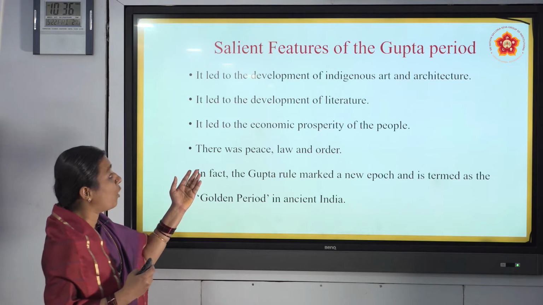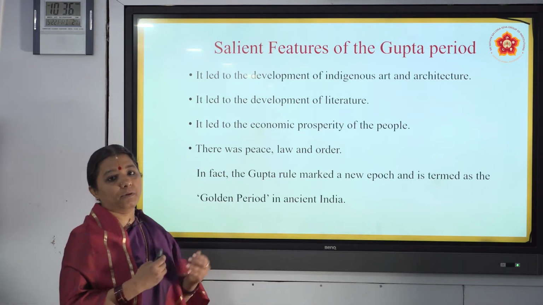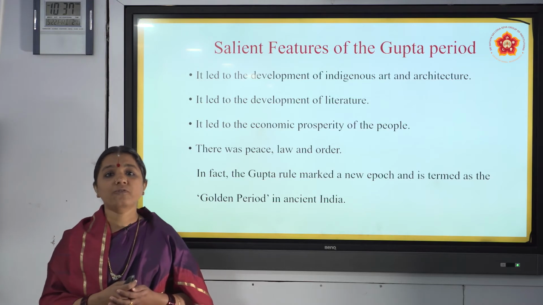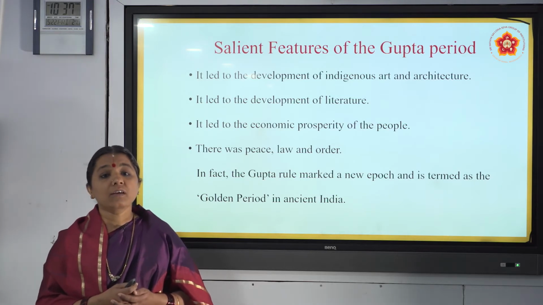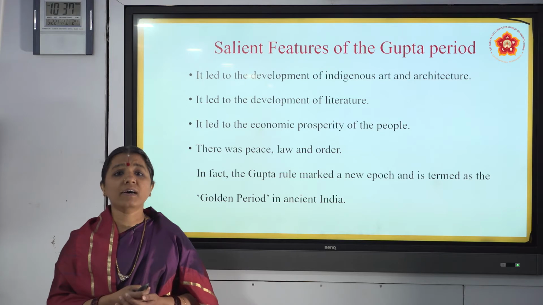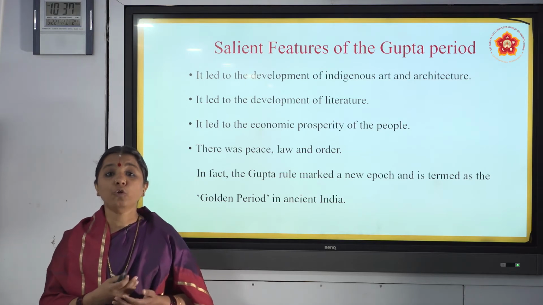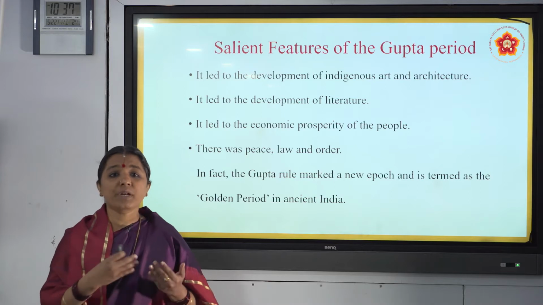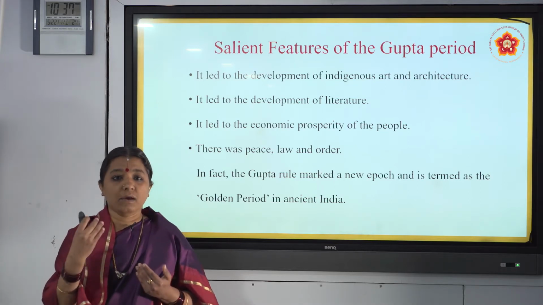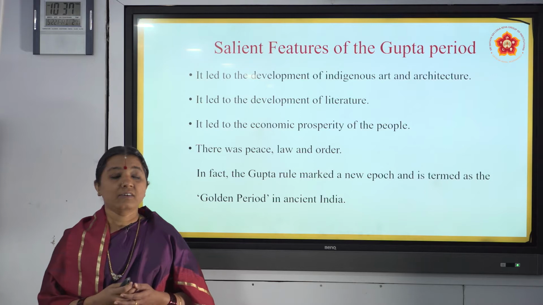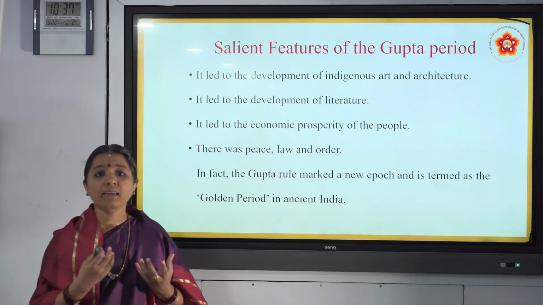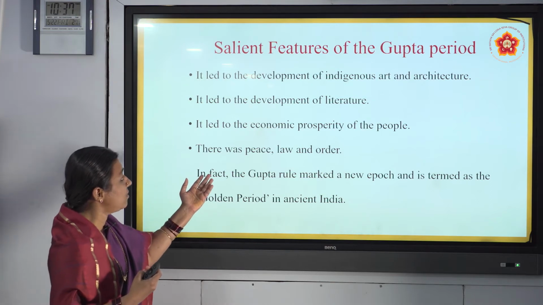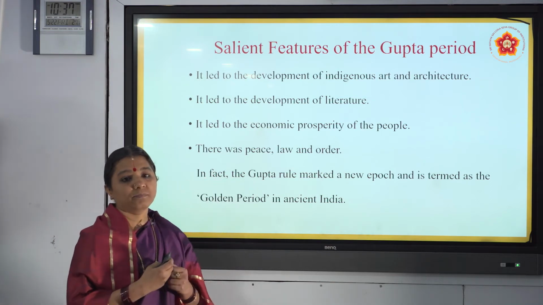It led to the economic prosperity of the people. Yes, according to the Chinese scholar Fahian, he wrote that people were happy and humorous and they emulated one another in practicing charity. So that's how they were economically sound, and there was peace, law and order.